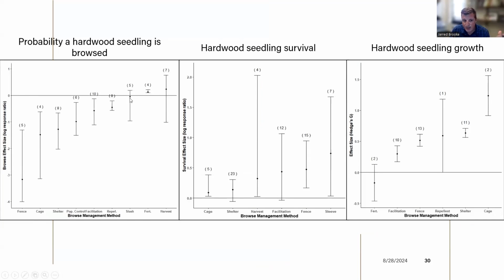whereas in some studies maybe it has a positive impact, and in some studies it had a negative impact. So what we want are these negative values in this one. So fencing, caging, and sheltering hardwood seedlings reduced deer browse. Unsurprising. But so did population control, plant facilitation, and repellents. But if we look at fertilization, fertilizing the trees actually made deer browse them more.